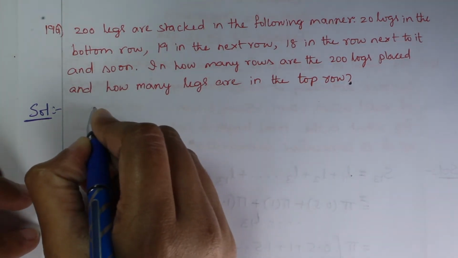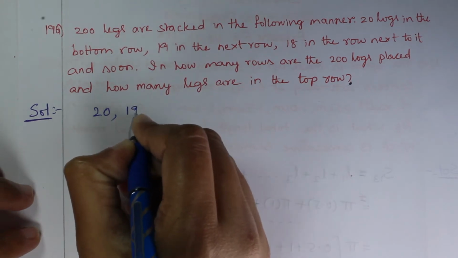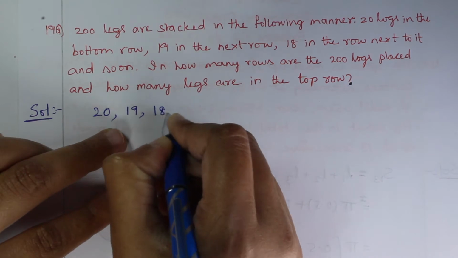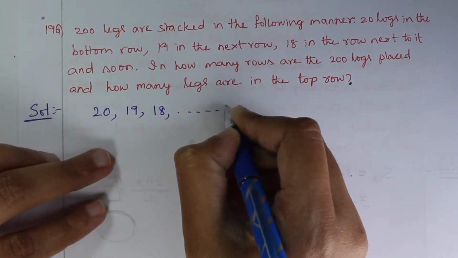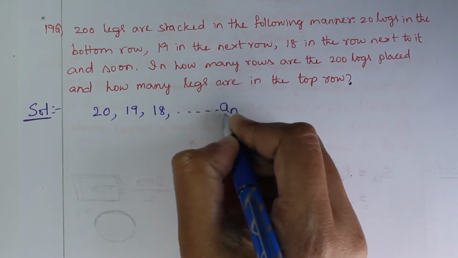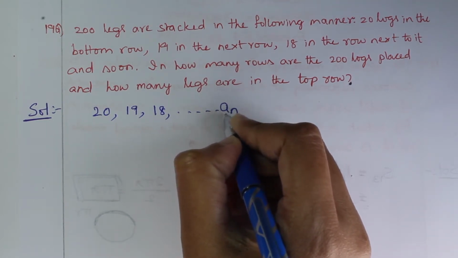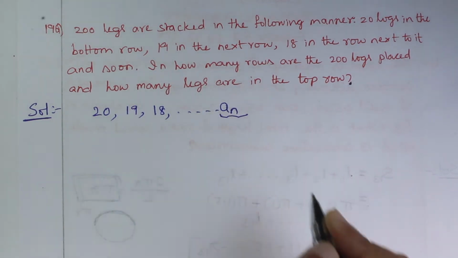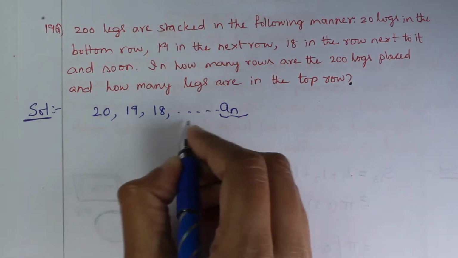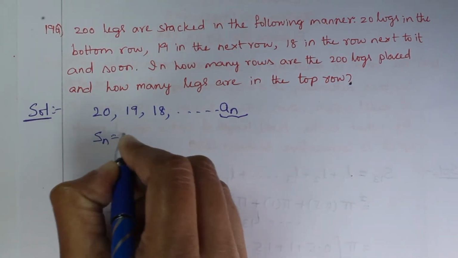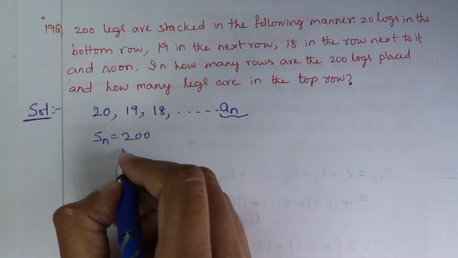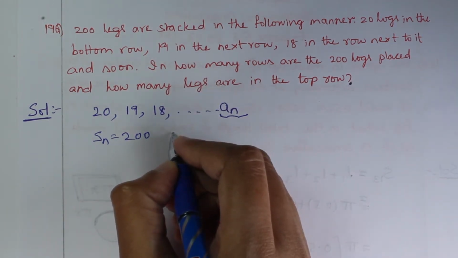So this is an arithmetic progression. 20 logs in the bottom row, 19 logs in the next row and 18 logs in the next row, and it goes on till an. We do not know the n value, but we know the sum of the n terms. Sn is equal to 200. Sum of the total logs is 200 logs, right? So Sn is equal to 200. We have to find out n.